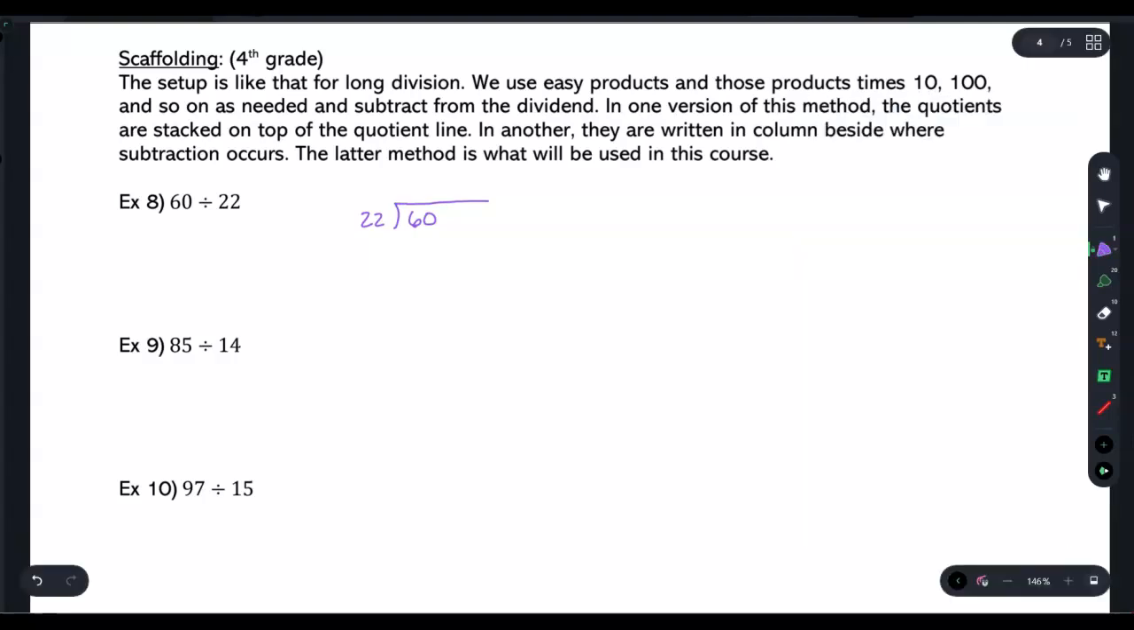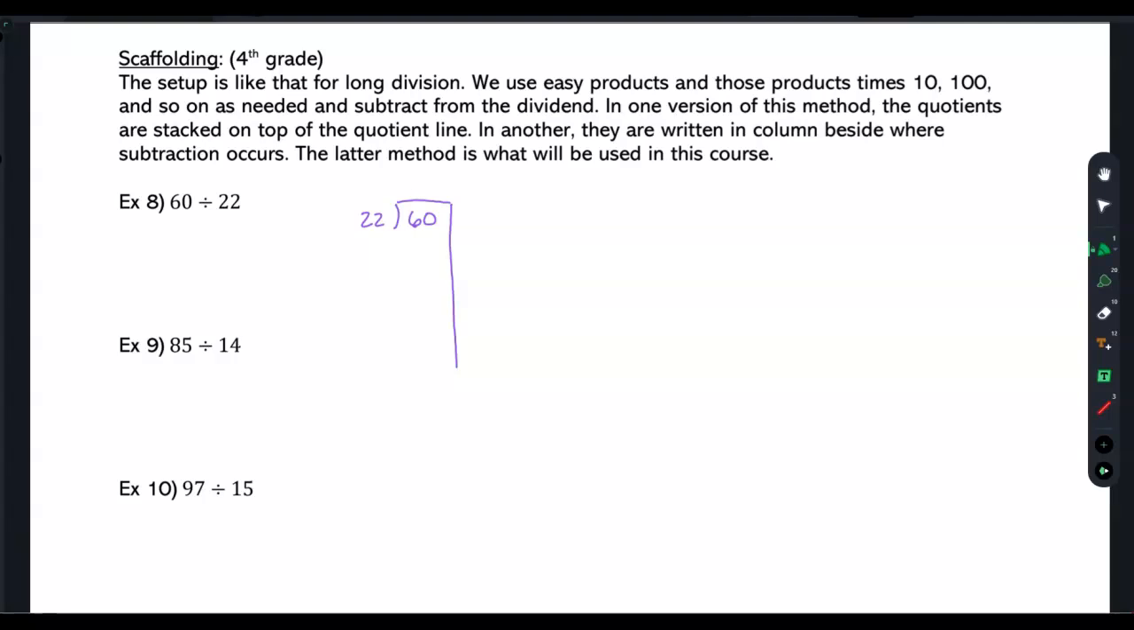However, the method that I have seen and that we'll use in this course is we're going to list our quotients along the side, right? So I've got my long division bar here, but then I'm going to put a vertical line coming down from that, and then we're going to add the quotients over here. All right, so this is going to be my setup, and we're going to go through this first example and then the rest of these.